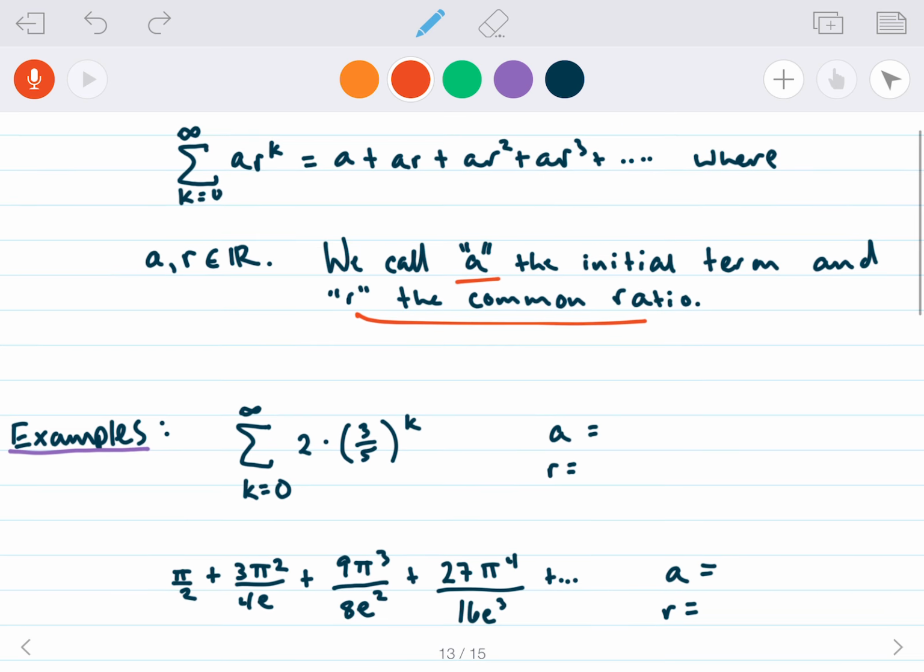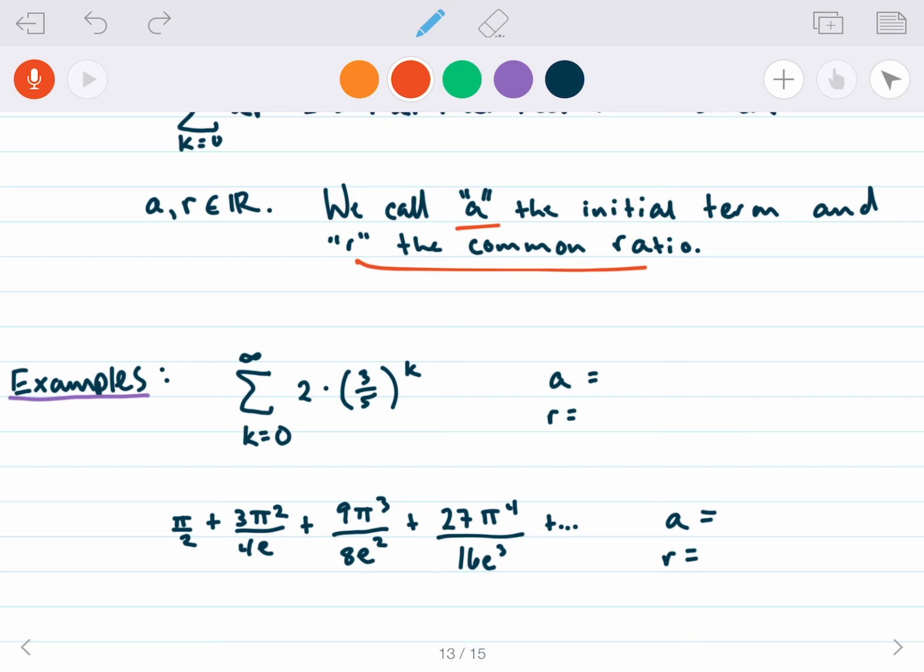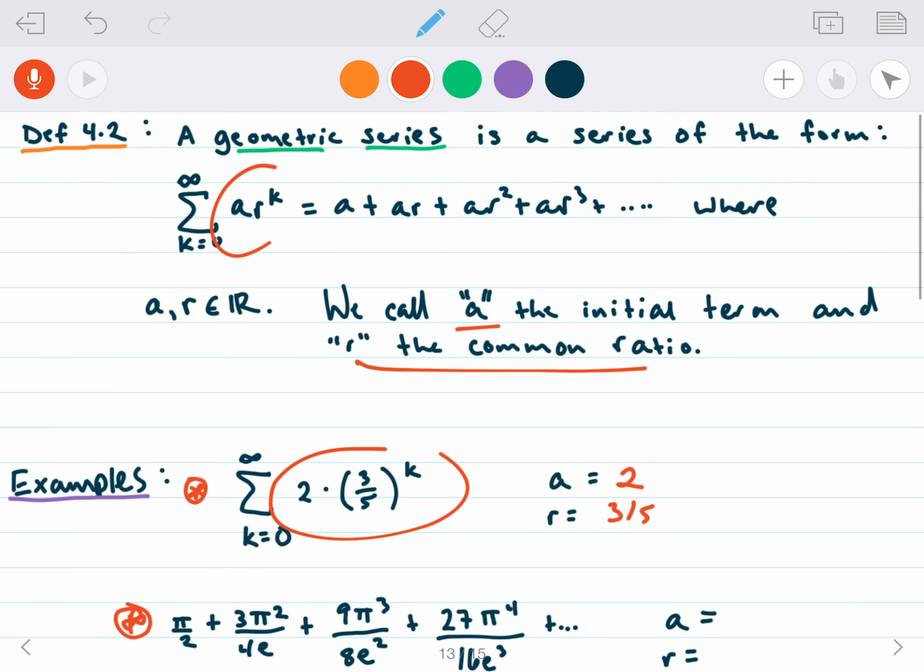So just to jog your memory from this Calc 2 stuff, we have some examples here. We have the infinite series from k equals 0 to infinity of 2 times 3 over 5 to the k. So here our initial term, if we start with k equals 0, this becomes 1, and our initial term is going to be 2 times 1. And our r, the thing that we're multiplying the previous term by to get the next, is going to be this guy, 3 over 5. And we can see that this is exactly in this form, so we can just read off of the formula.